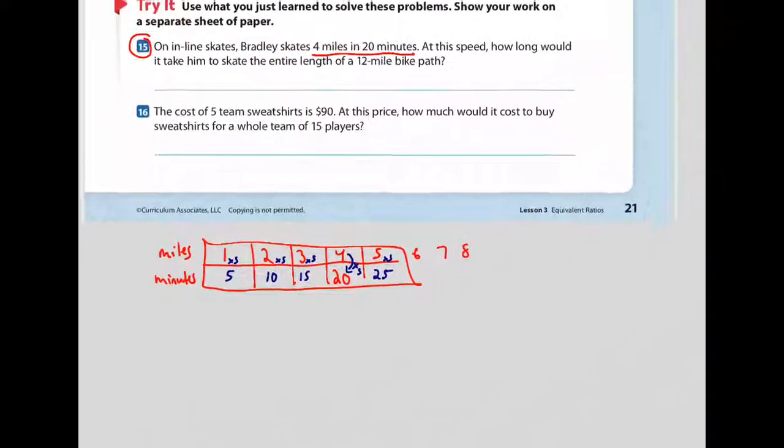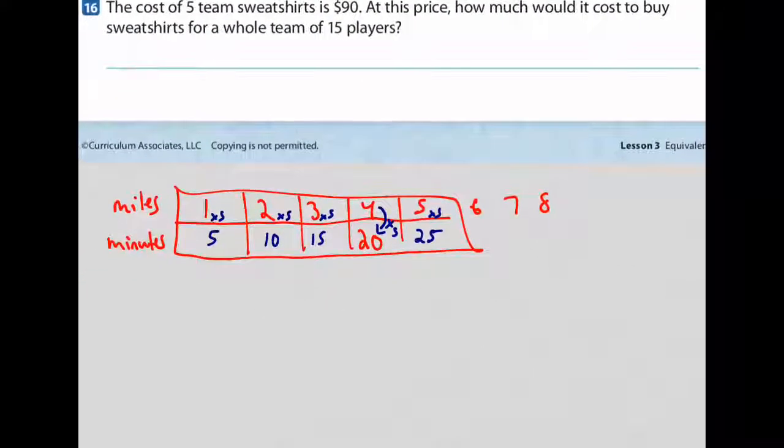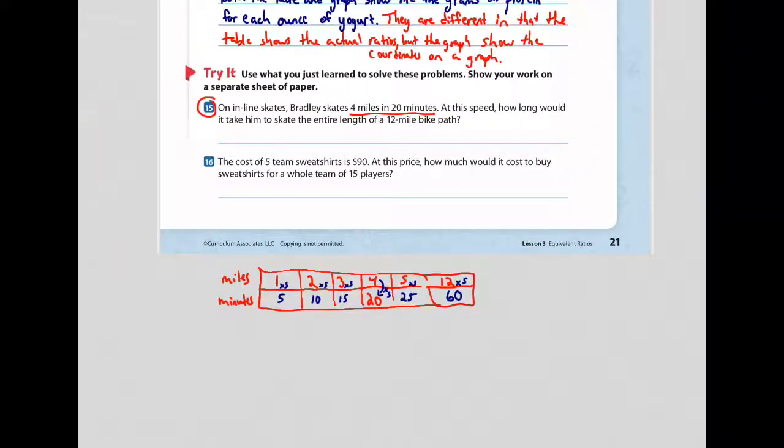So knowing that rule, it says, how long would it take him to skate the entire length of a 12-mile bike path? So instead of doing 6, 7, 8, I'm just going to add one more section and put 12 for 12 miles. And if I just follow the rule, 12 times 5, and you are allowed to use a calculator, I get 60. So my answer would be 60 minutes.